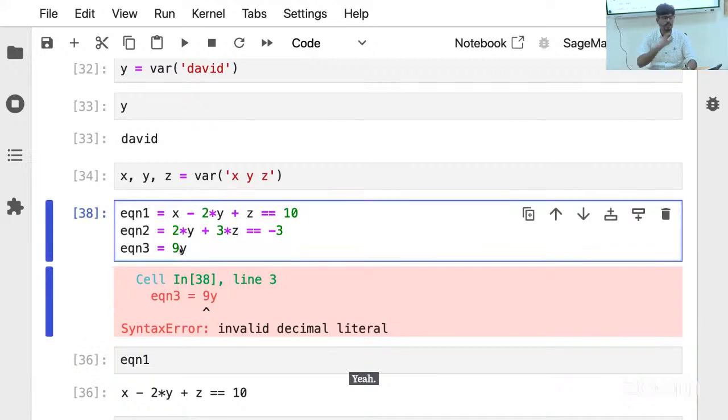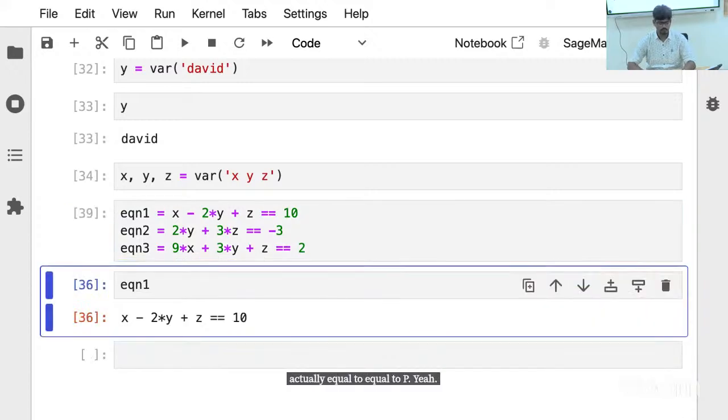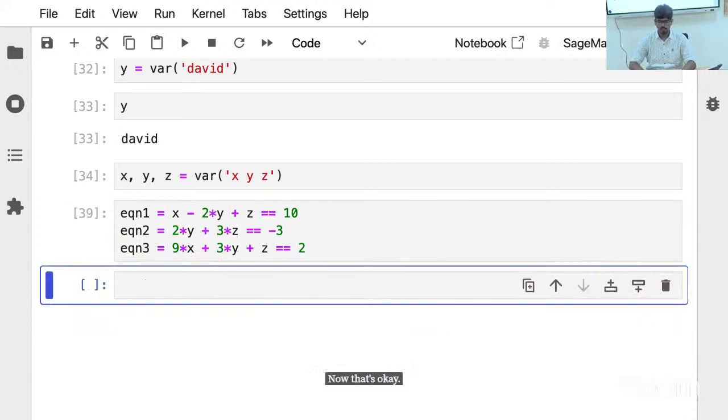So I cannot simply write 3Z or 9Y, etc. I have to tell it to multiply. Literally, that's what it is. Then plus 3 times Y, 9X, thank you for the correction. 9X plus 3Y plus Z equal to 2. Now that's okay. So I have my three equations, and how will I solve them?